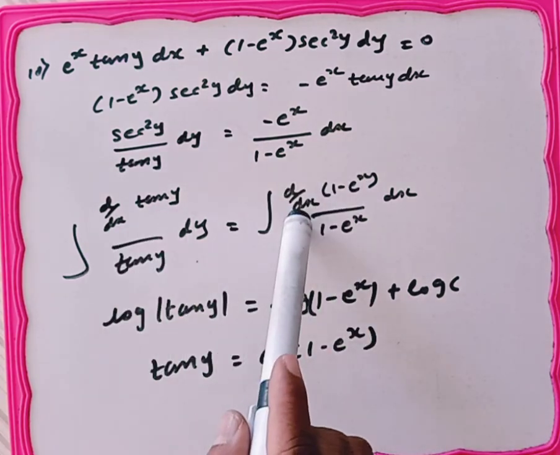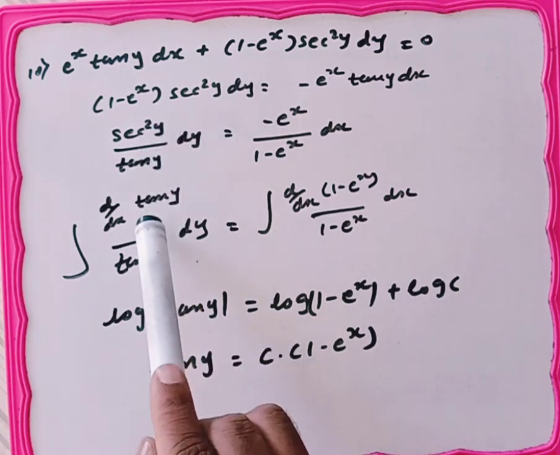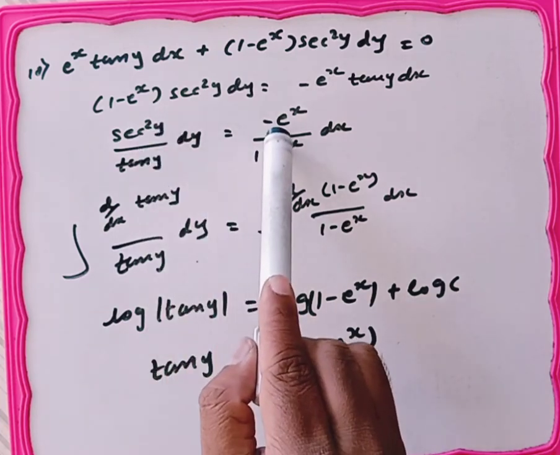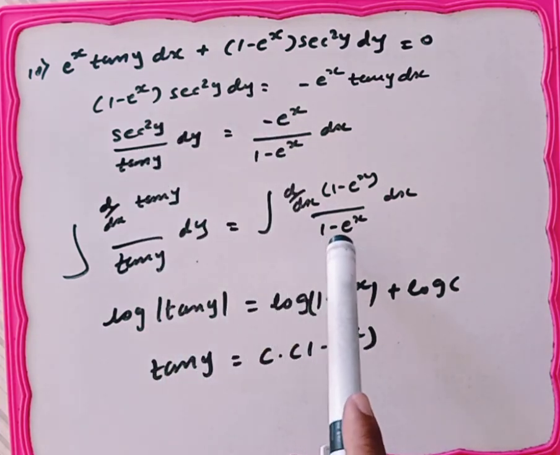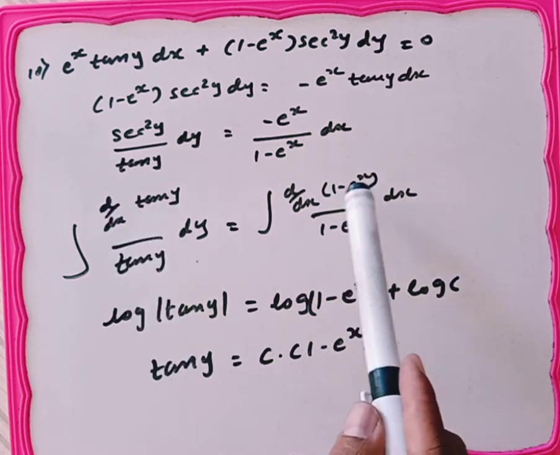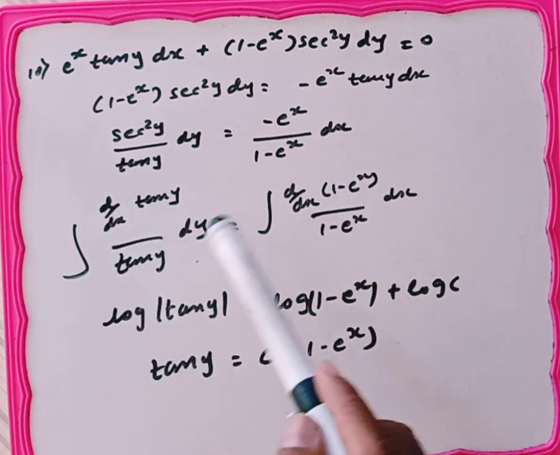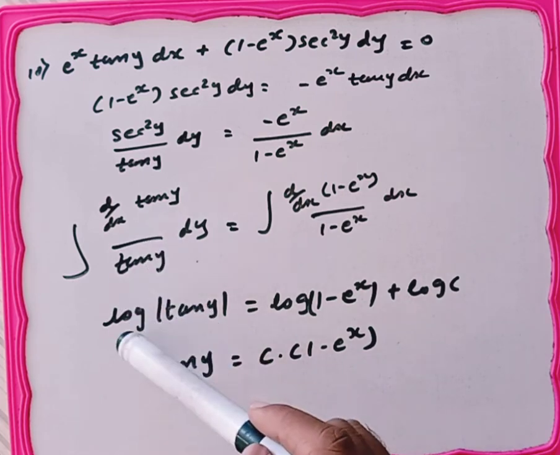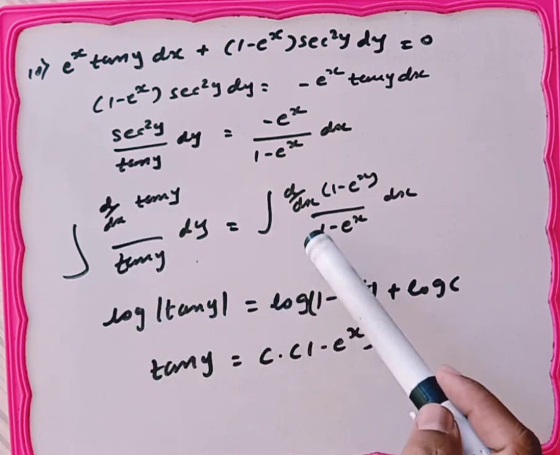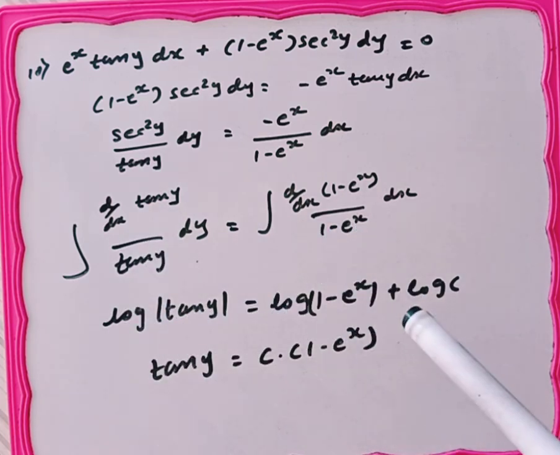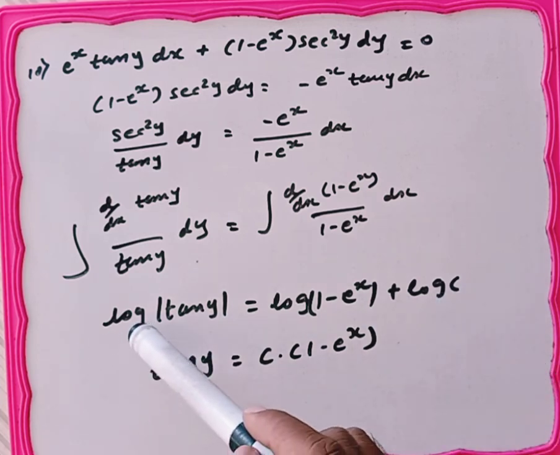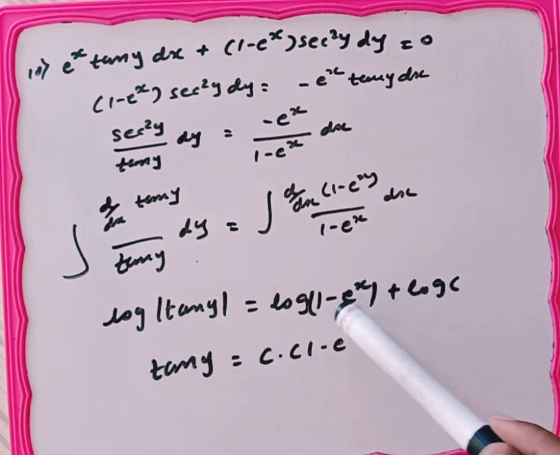We will integrate both the sides, then sec square y is the derivative of tan y, and minus e raised to x is the derivative of 1 minus e raised to x. So on both sides we will have f dash x upon fx, and so we can write log tan y equals log of 1 minus e raised to x plus log c. So tan y equals c into 1 minus e raised to x.